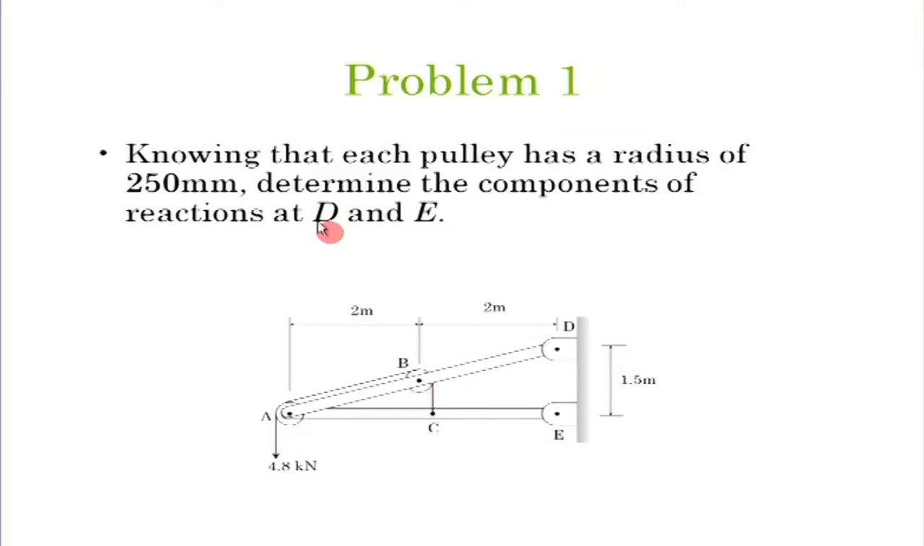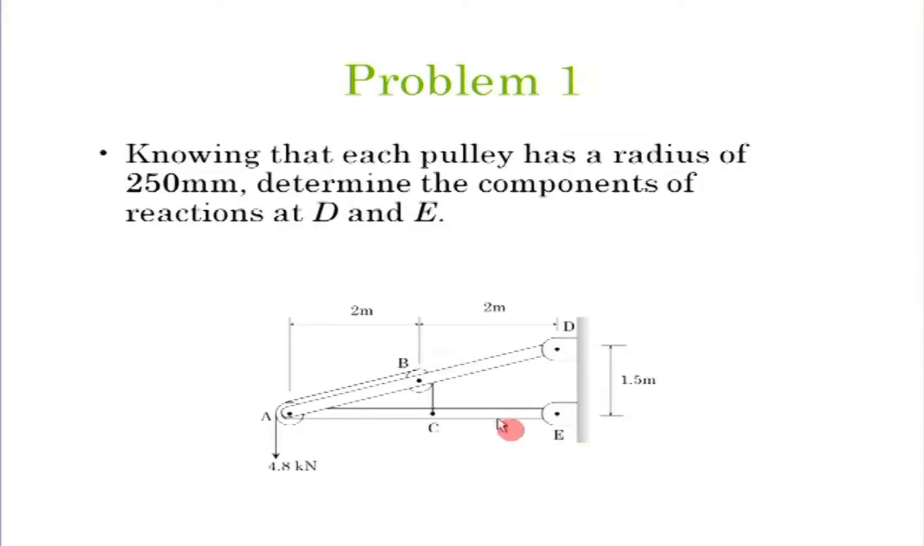On the other hand, if you recognize that the only thing we want is the reaction at D and E, then the first thing we ask ourselves, as we did previously, is that if we take the full free body diagram, we can take a moment balance about point D and get the horizontal reaction at point E. Then we can do force equilibrium in the horizontal direction. You will see that Dx will be minus of Ex.